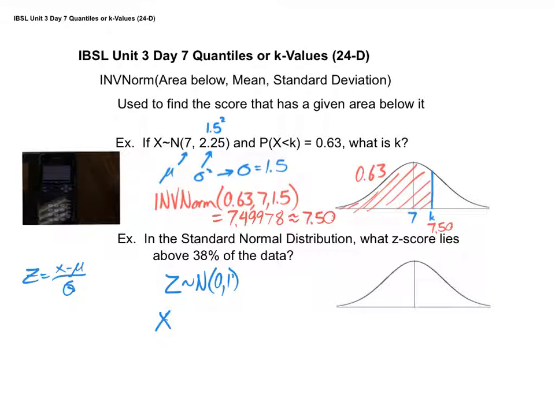Well, let's think about that. If we take all the scores and subtract a value from them, what does that do to the mean and standard deviation of our data? It shifts it over. So what would our new mean equal if we subtract the mean from all the scores?